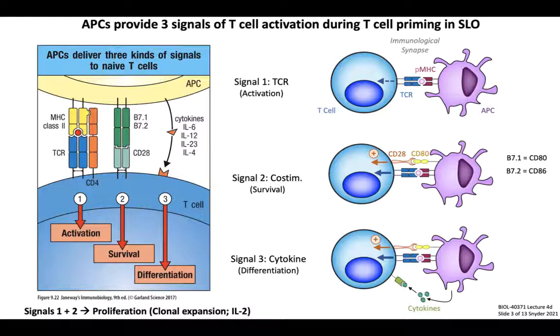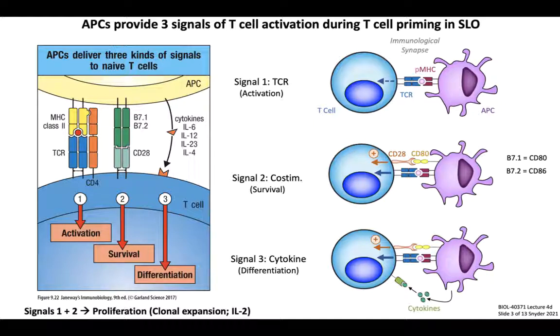Lastly, signal 3 is the T cell's detection of cytokines that are produced by the APC. Although cytokine signaling is not required for the survival of activated T cells, it does influence the differentiation of certain types of T cells, especially CD4 positive helper T cells. As we will learn in upcoming slides, the types of cytokines produced by APCs are determined by the type of pathogen that activated that APC.